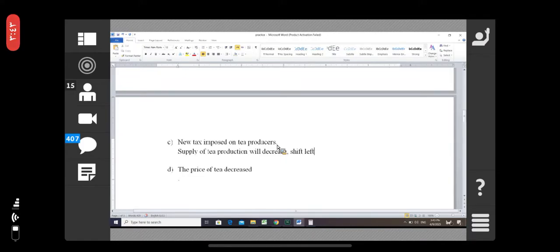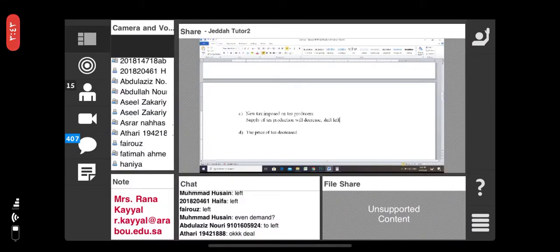Whenever I say a factor affecting the supply, it means it will affect the supply only. When the supply shifts to the left, you have to go back to chapter 3: I will have a new equilibrium price and a new equilibrium quantity produced.